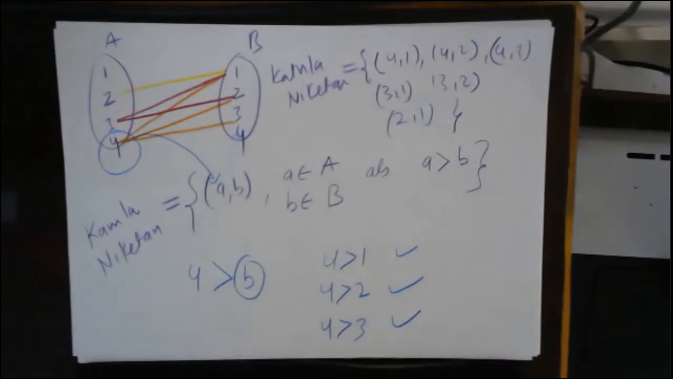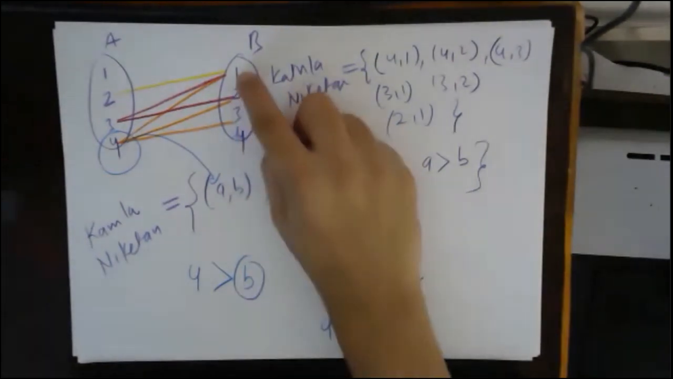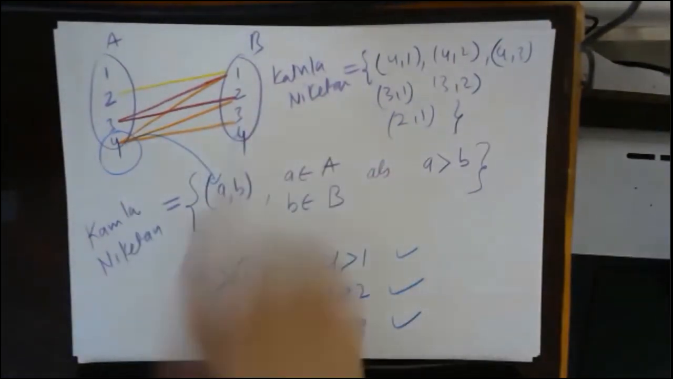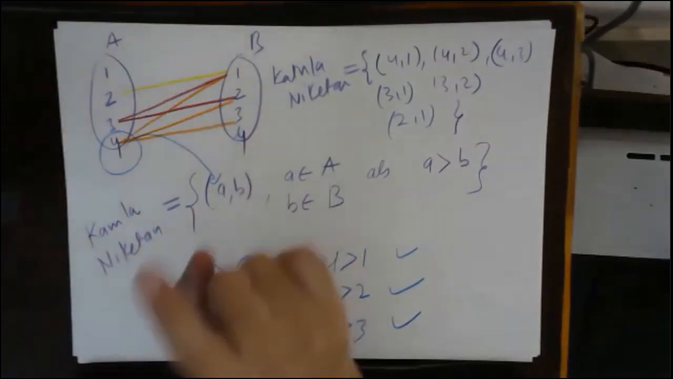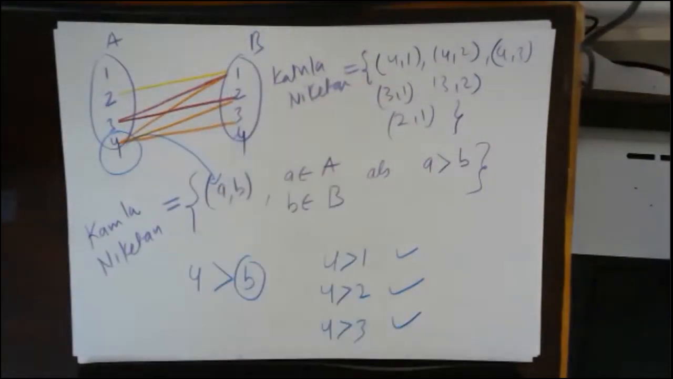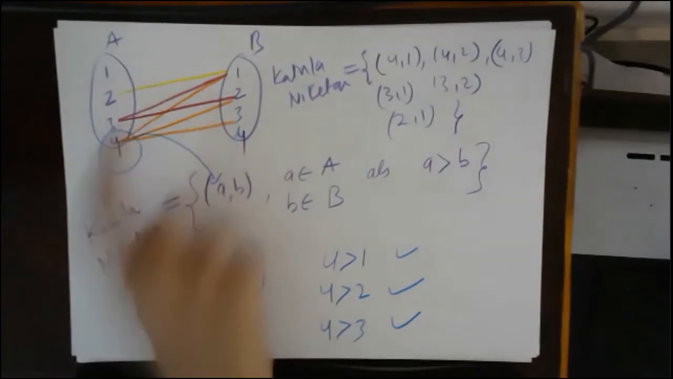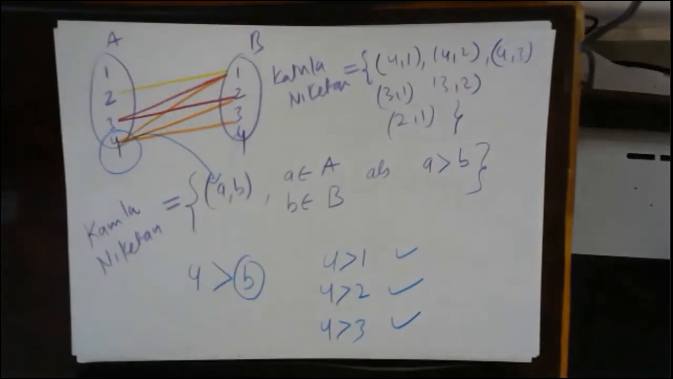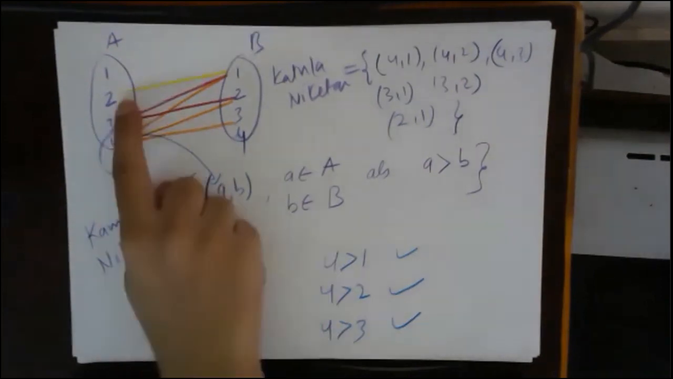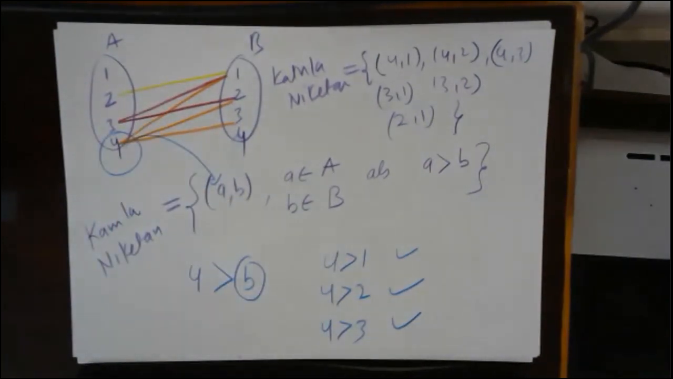Now tell me what is the image of 4. Is the image of 4 unique? No. The image of 4 is 1, 2 and 3. The image of 4 is not unique. Very nice. What is the image of 3? 1 and 2. Very good. What is the image of 2? 1. What is the image of 1? Nothing. The image of 1 is nothing.